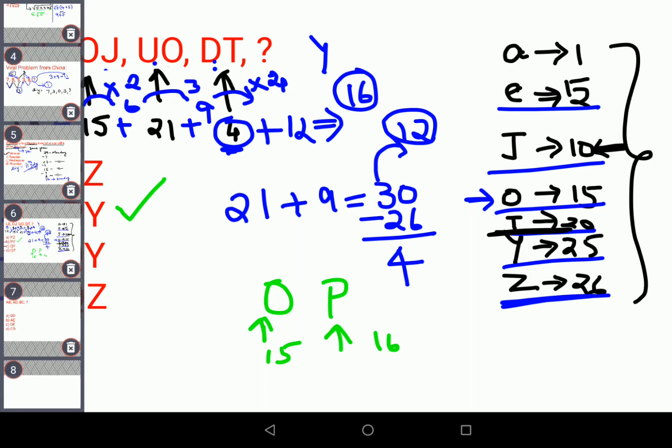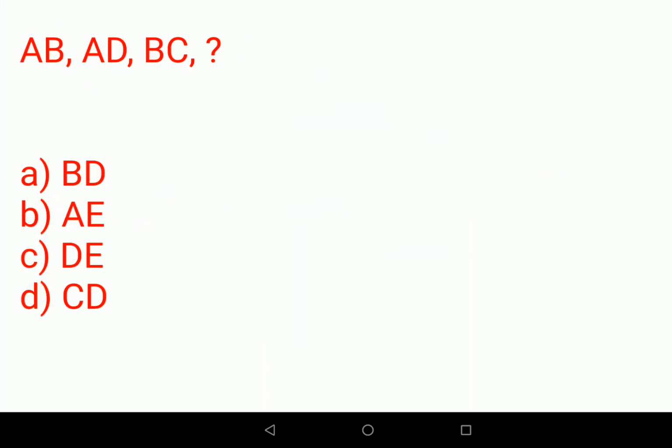Okay. So now very quickly, let's see what is next. Here we have AB, then we have AD, then we have BC. Now this gets quite tricky, but let's try and understand this. We know that A stands for 1, so obviously B will stand for 2. So when we do this, it can become either 1 into 2, that gets you 2, or it will get you 3. 1 plus 2 gets you 3.